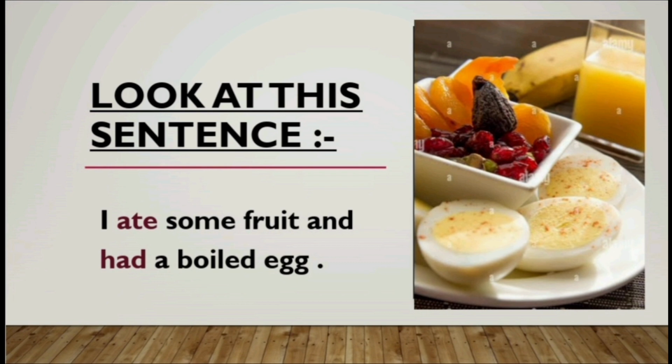Now look at this sentence. I ate some fruit and had a boiled egg. This sentence has two finite verbs, ate and had. So clearly it is not a simple sentence. For a simple sentence to be one, there should be a single finite verb, unlike this sentence which contains two. So in fact it is made up of two clauses and those two clauses are joined by a conjunction, and. So therefore it has two finite verbs.